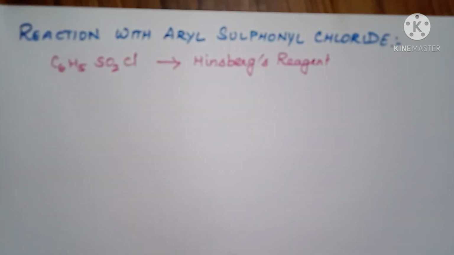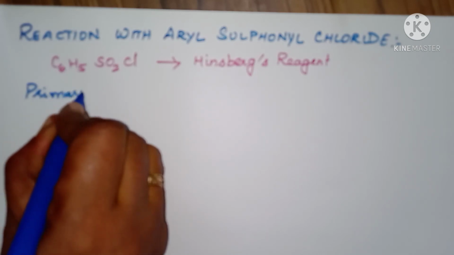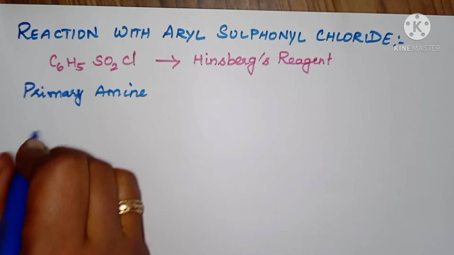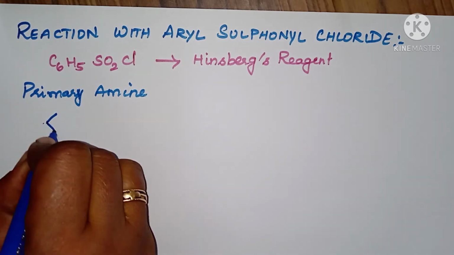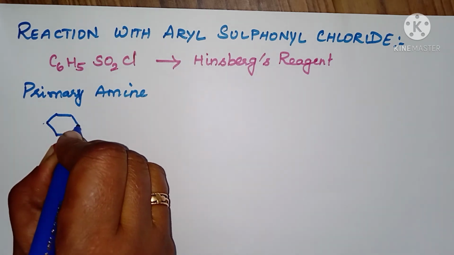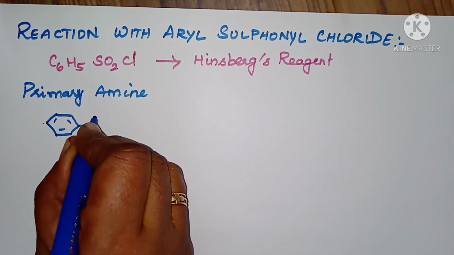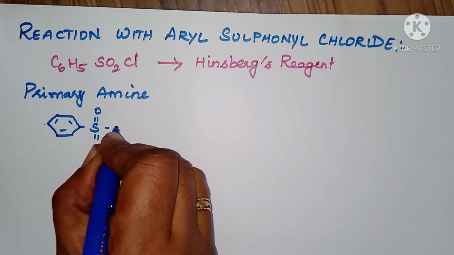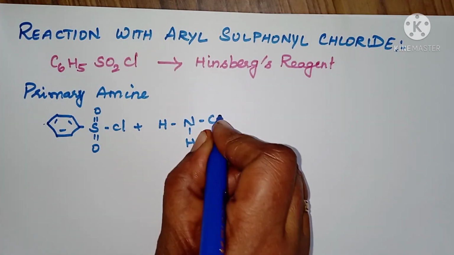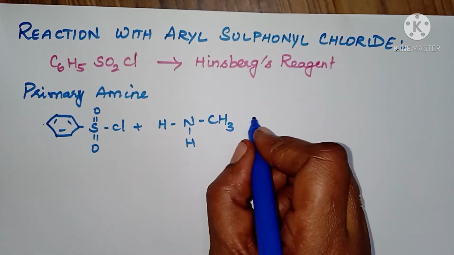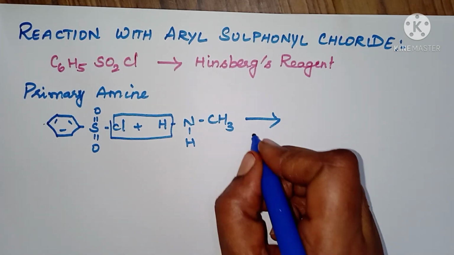Now, with primary amine. The primary amine is naturally CH3NH2. I will write it this way: C6H5SO2Cl, S double bond O, this side also O, Cl. Here HN, this also H, here CH3. See, CH3NH2, methylamine. Here you will get HCl.